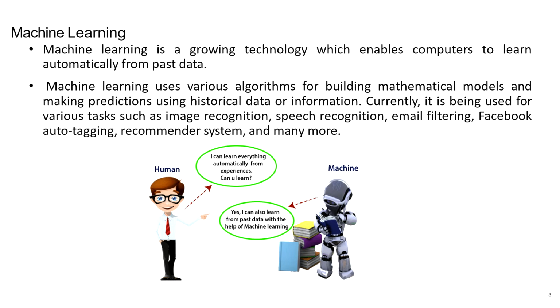Similarly, ML is used in image recognition, speech recognition, email filtering, automatic tagging, recommendation systems, fraud detection, and autonomous vehicles. So machine learning allows computers to make intelligent decisions based on the patterns from the data.